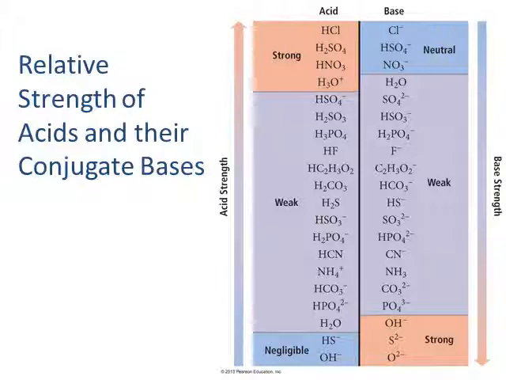And the converse is true. If I have a strong base, then its conjugate acid usually doesn't have much strength as an acid. Whereas for a weak acid, its conjugate base is a weak base, and vice versa. The conjugate acid of a weak base is a weak acid.